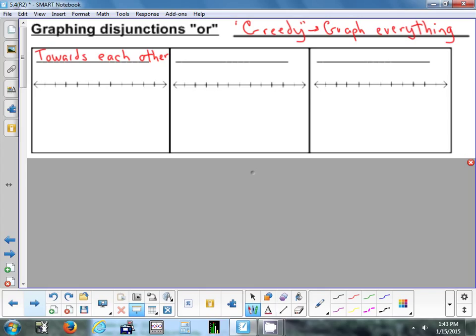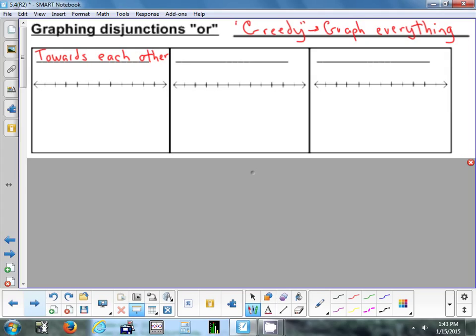So we have lines pointing towards each other. Let's say we had a line going this way and a line going that way, so they're crossing each other. It might look something like this. I got a line going that way, and I got a line going this way. Because when we do these disjunctions, we're going to be graphing 2 inequalities, 2 lines. If I have 2 lines crossing, they're both going to go on forever.